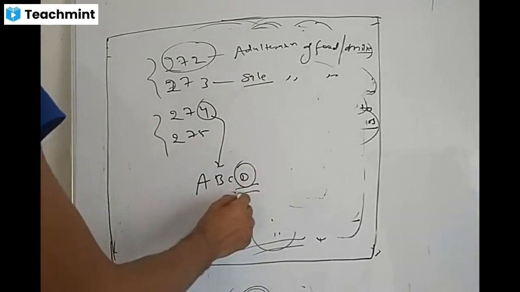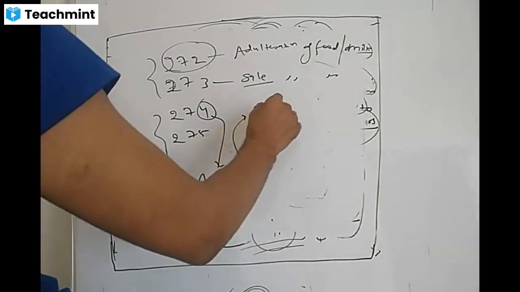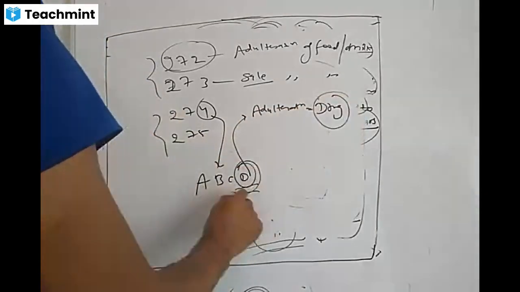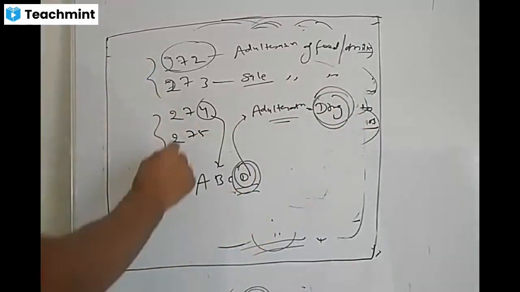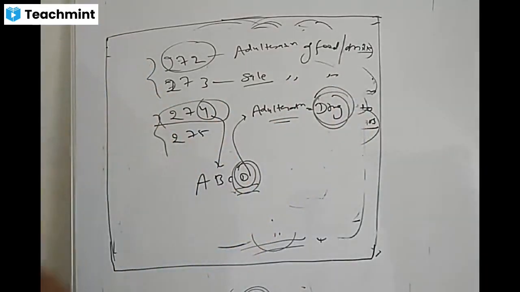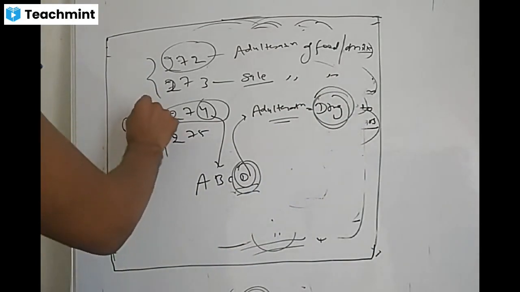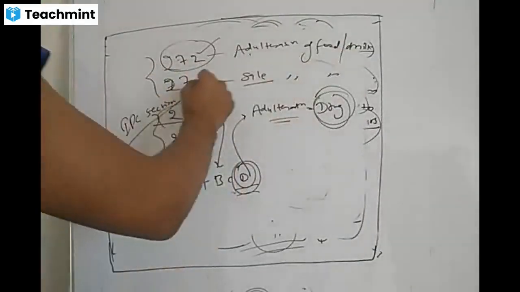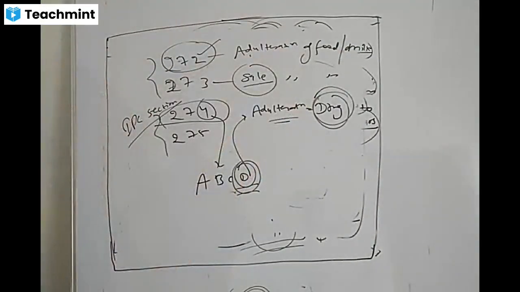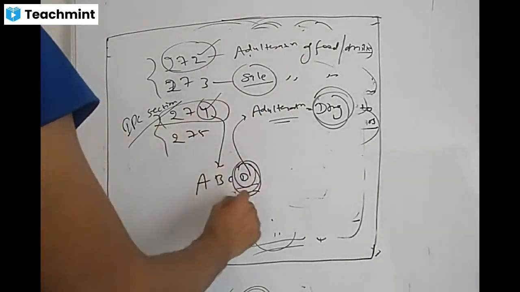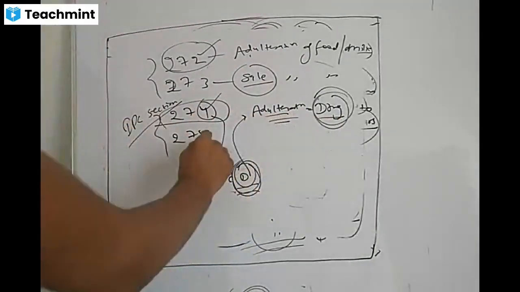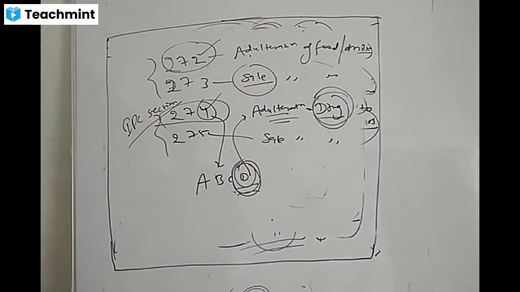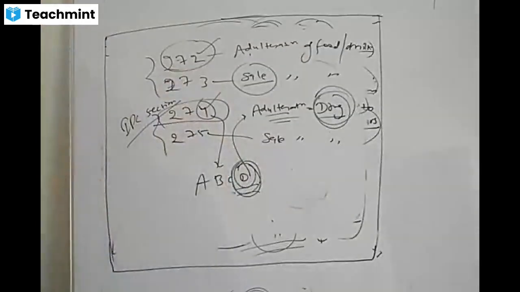Then 274. This 4 will help you to remember A, B, C, D. 4 means number D. It means there is adulteration in case of drug. So this D will help you. There is drug adulteration. So IPC section: 272 means adulteration of milk and food. 273 means to sell that adulterated thing. And 274, D for drug adulteration. And 275 is your sale of adulterated drug.